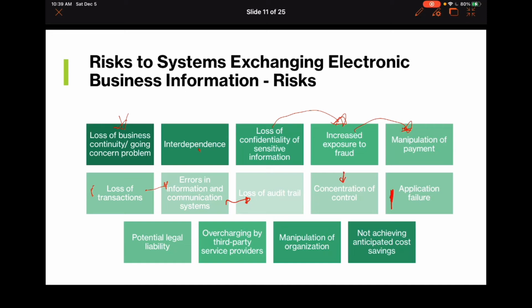And then you have a concentration of control. So there is increased reliance on computer controls where they replace manual controls. The use of EDI, with its greater reliance on computer systems, concentrates control within the hands of fewer staff, increasing reliance on key people and increasing risk. So nawawala yung what we call segregation of duties, just because of the volume of staff or people.